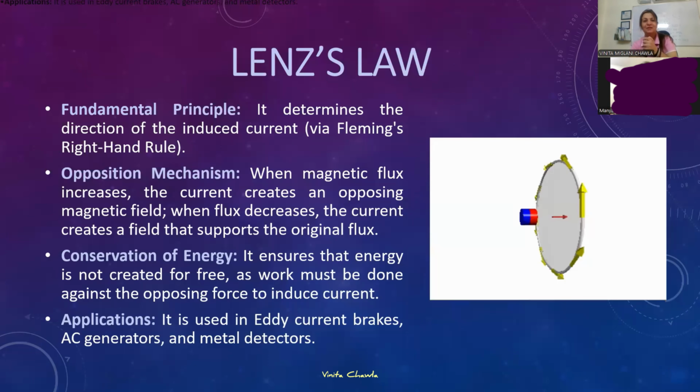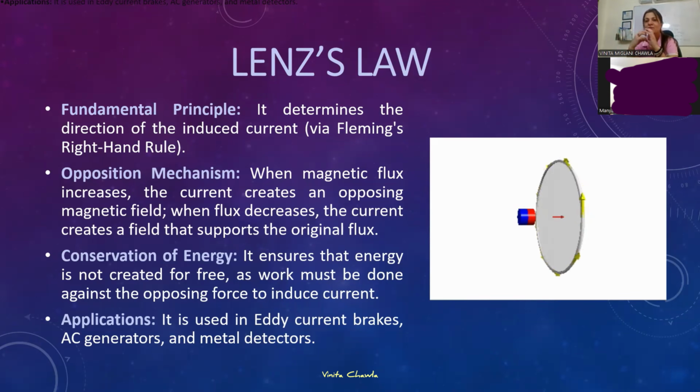So Lenz's law, the fundamental principle, means on what basis we use Lenz's law, because it determines the direction of induced current, because Lenz's law states that the EMF induced opposes the cause producing it, right? In this way we can find the direction of induced EMF and hence the direction of induced current. Opposition mechanism: when magnetic flux increases, the current creates an opposing magnetic field. This we have discussed already.